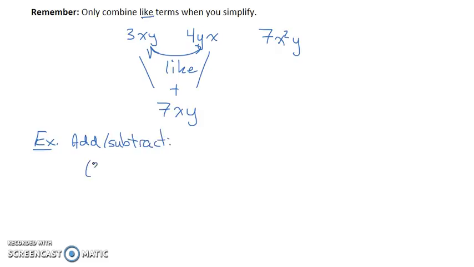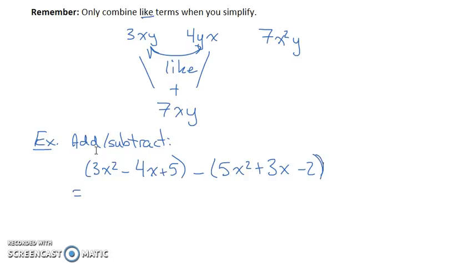The first one I'll do here is 3x squared minus 4x plus 5, and then we're going to subtract, in brackets, 5x squared plus 3x minus 2. Most mistakes are made on these types of questions because people try to skip too many steps. So what I'm going to do is very intentionally get rid of the brackets first, and then we'll solve it. It takes about 5 seconds longer, maybe 10 seconds, but it's well worth the time. So that negative is going to change the sign of all of the terms inside the brackets.